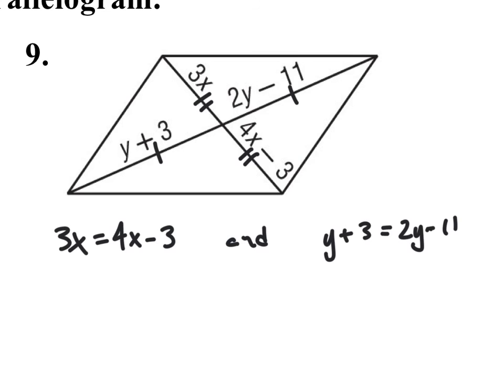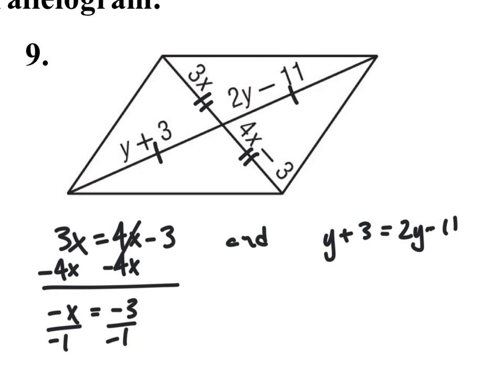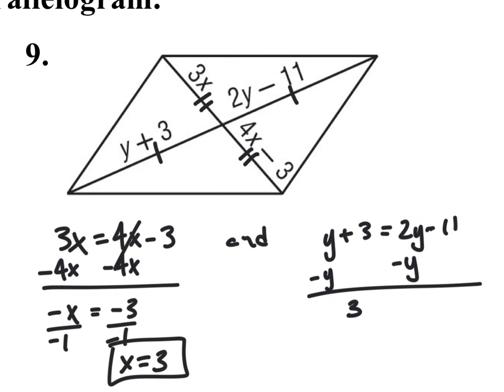And so if I solve for x, okay, I'm just going to go ahead and subtract 4x on this side and this side over here. That goes away. We're left with negative x is equal to negative 3. So then I divide by negative 1 and divide by negative 1. I find out that x is equal to 3. Okay? And I'm going to do something similar over here. I'm going to subtract y on both sides. So I end up getting 3 is equal to y minus 11. I'm going to add 11 to both sides. And so then I get that y is equal to 14.